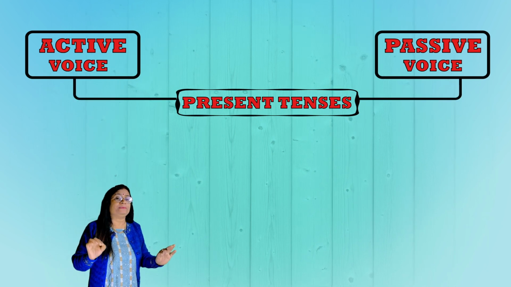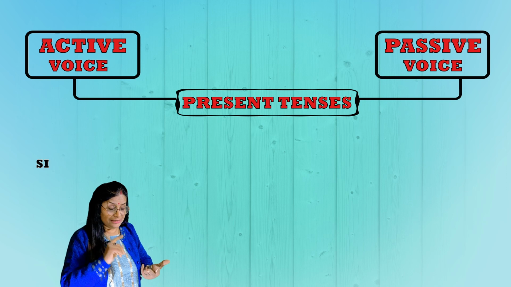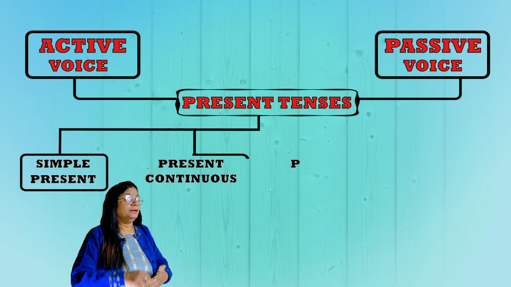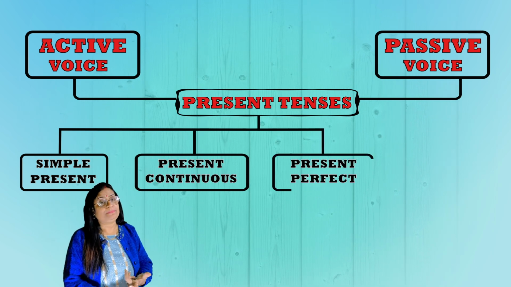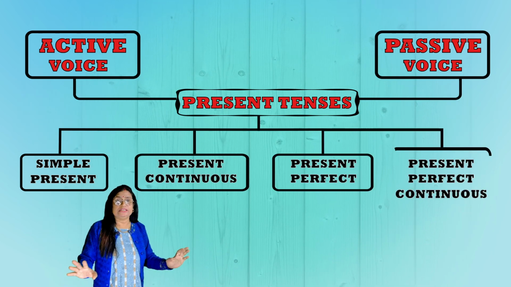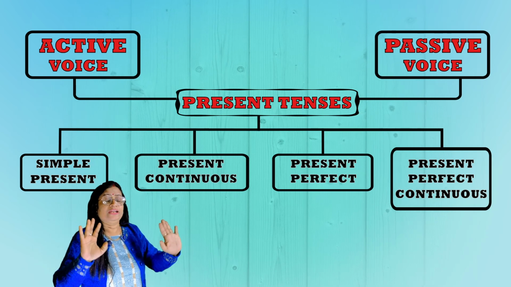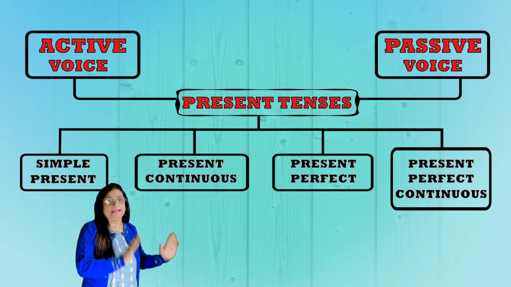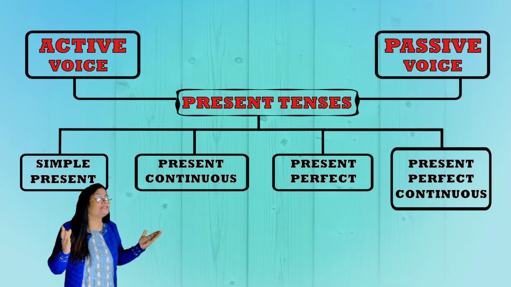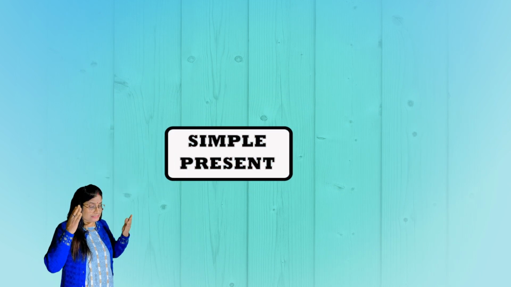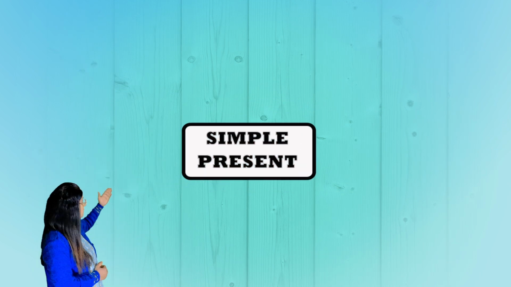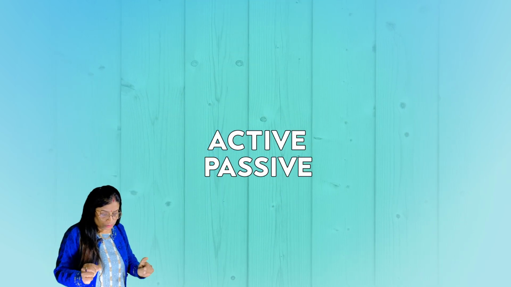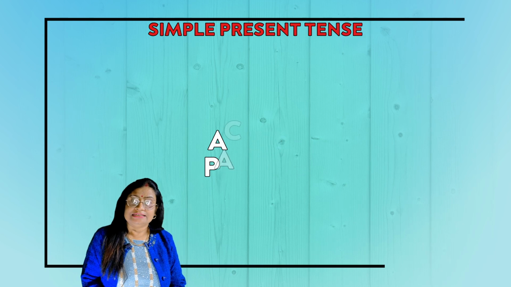In this class we will go through only the rules of present tenses. I mean all the present tenses. That is simple present, present continuous, present perfect and present perfect continuous. That means we are dealing with all the present tenses and with the rules of how to change present tenses to the passive. So first of all, let us have a look into simple present tense when we change from active to passive.